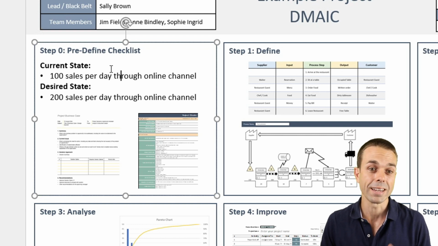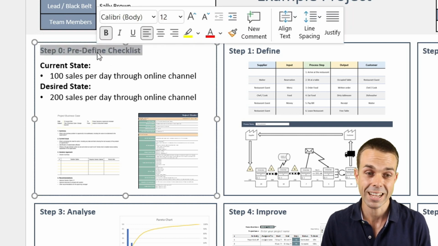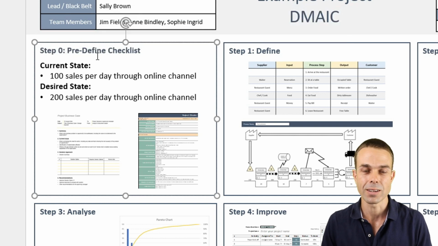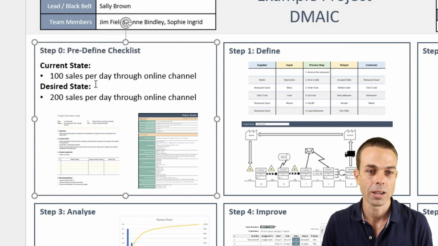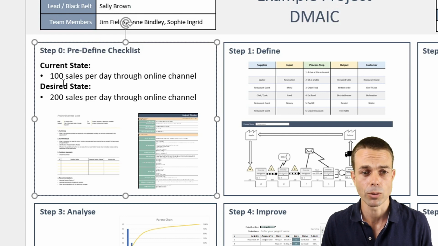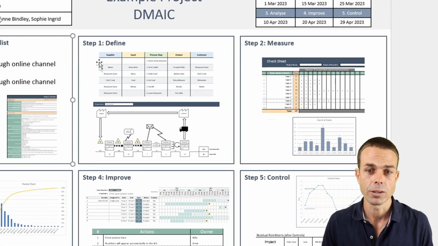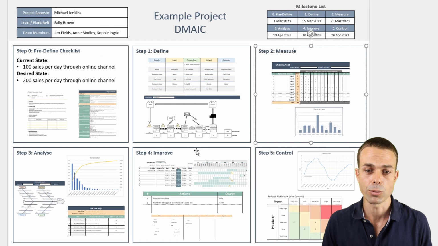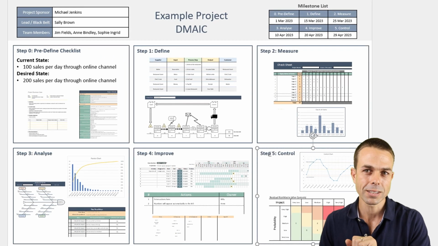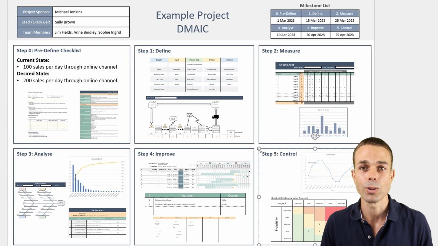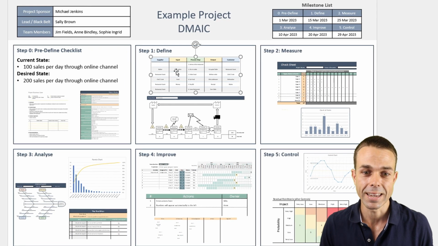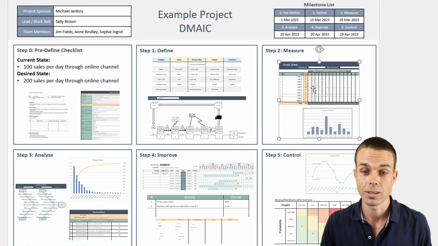So before we get into the project, we want a predefined checklist. So what's the current state? What's actually kicking off this project? What's the desired state? What's the gap that we're looking for? Then we go through define, measure, analyze, improve, and control. And in this particular sheet, as we're going along, I'm going to share with you exactly what to include in each section. This one is already filled out.